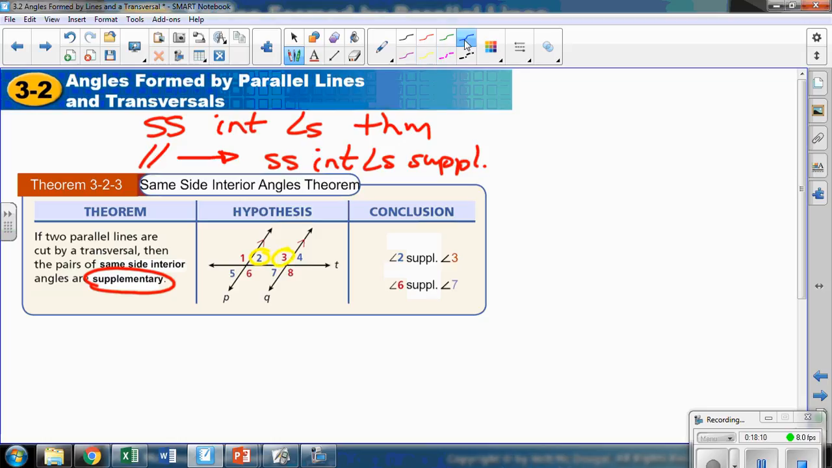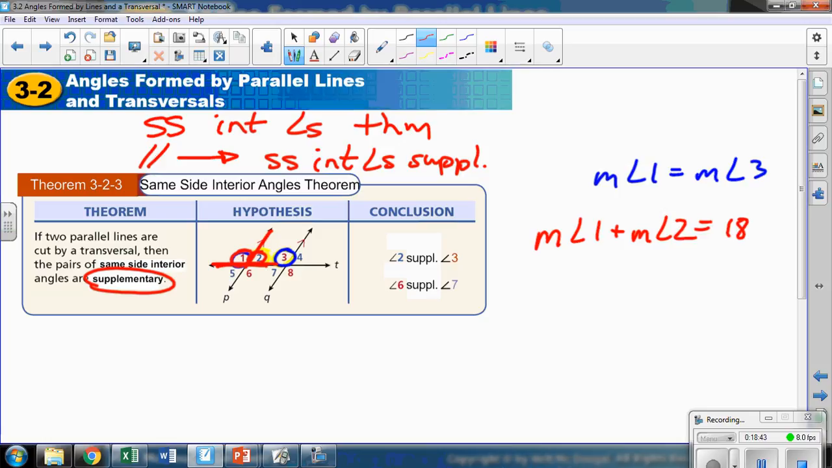The plan, 1 is the same as 3 because they're corresponding. That's going to lead us to getting equal measures. Because they form a linear pair, angle 1 and angle 2 are supplementary. As a linear pair, you get the measure of angle 1 plus the measure of angle 2 will equal 180.